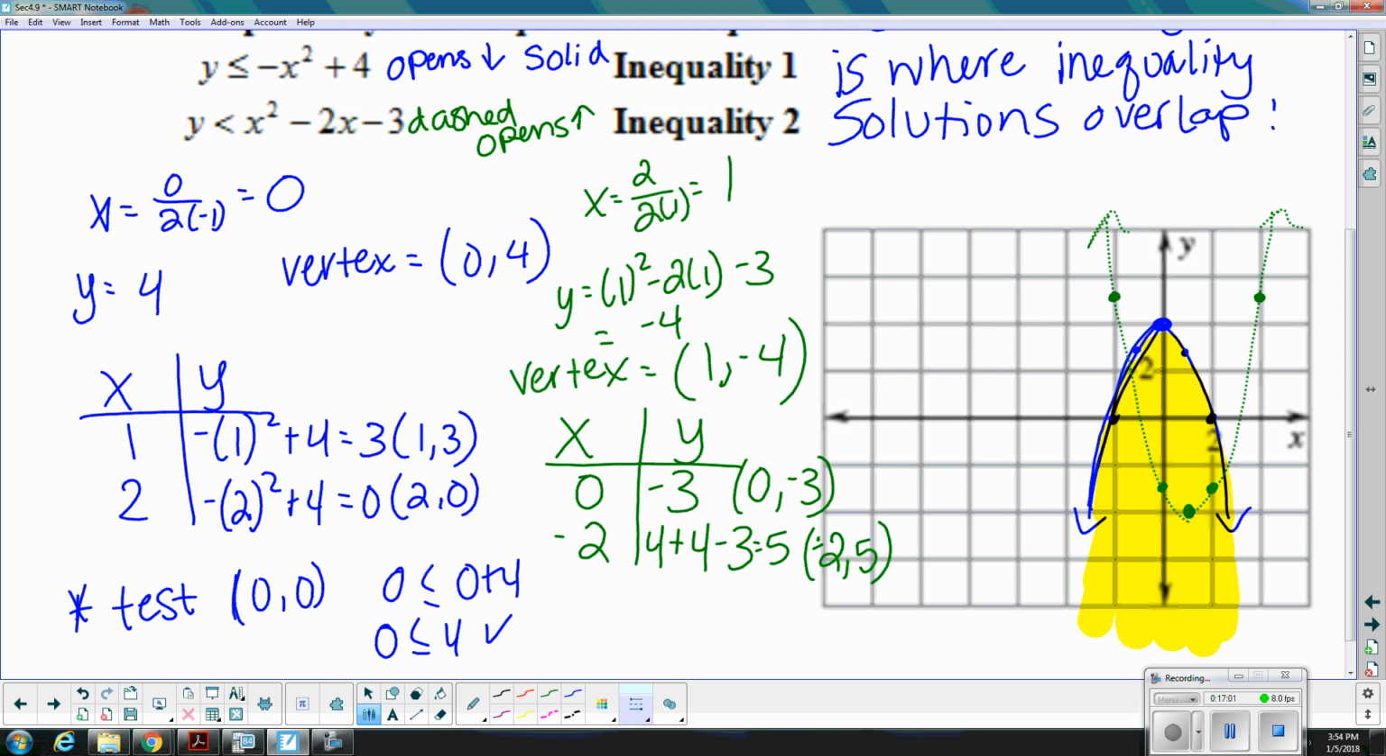And then my last step is to test a point. So I'm going to test this point again, because it's inside my parabola, it's not on my line. You won't always be able to test 0, 0, but so far it's worked. So if y is 0, is that less than 0 squared, which is 0, minus 2 times 0, which is 0? Is 0 less than -3? And in this case, no, it's not.